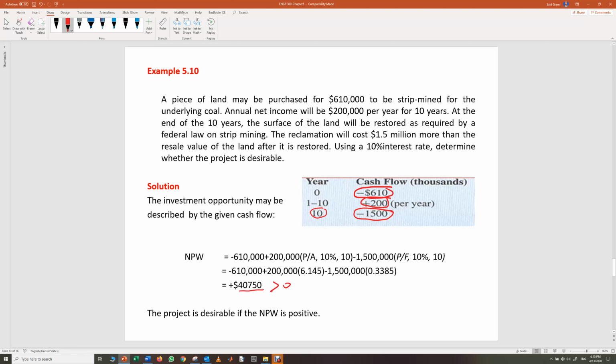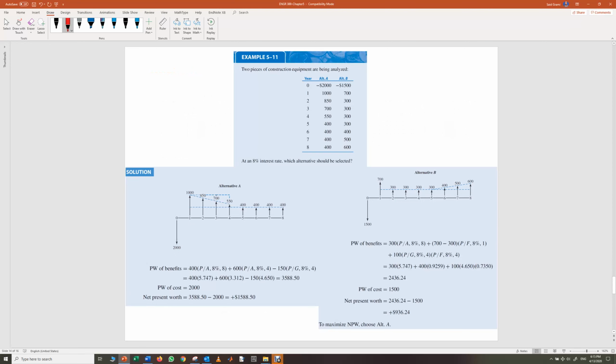So we make a benefit when we make the project. It's better to make the project, and we get a net present worth of 40,750 at the end. So the project is one where we can take a benefit. So this is how to make a decision using present worth analysis.